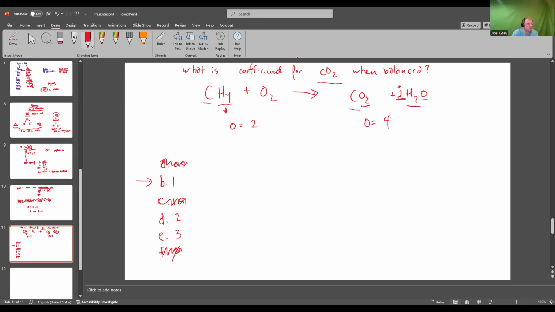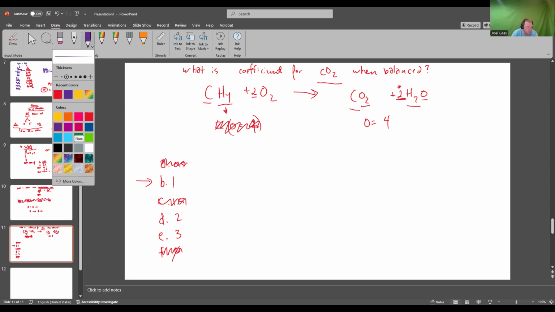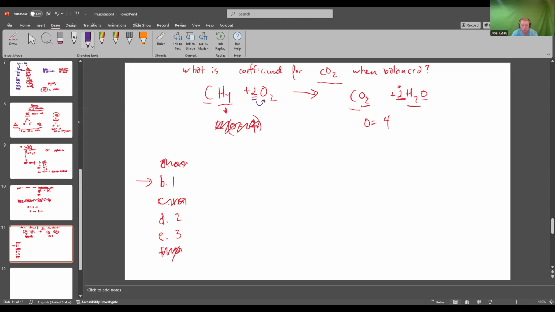Okay, so, well, huh. If we put a 2 coefficient in front of that, are our oxygens balanced? I'm sorry. Yeah, that 2 causes this to go up to 4, so our oxygens are balanced. Oh, but did that throw a wrench into anything else? No. Why not? Well, the reason why not is because this 2 only applies to this oxygen. That's the only element within that.